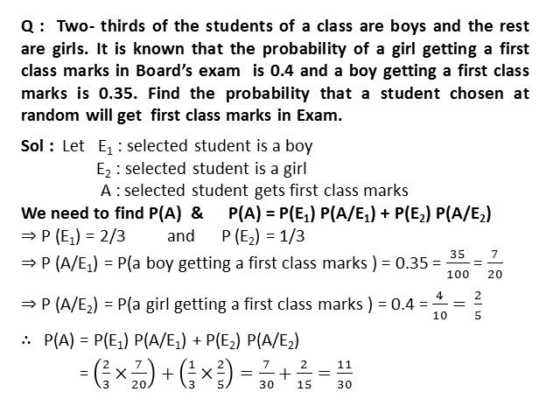Now substitute the values in the result of P(A). We get P(A) equals to 2 by 3 multiply 7 by 20 plus 1 by 3 multiply 2 by 5 equals to 7 by 30 plus 2 by 15 equals to 11 by 30.